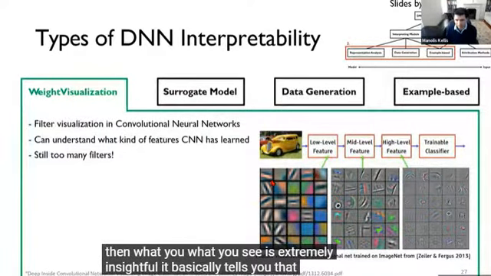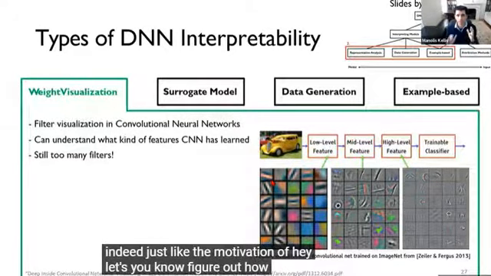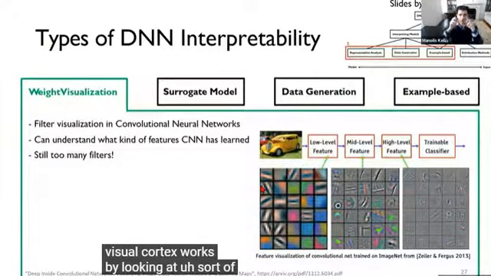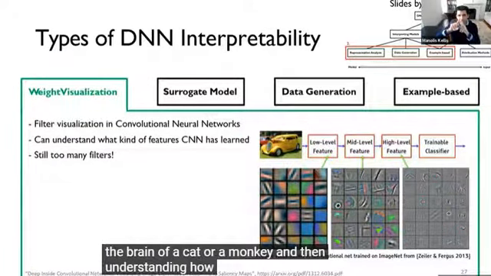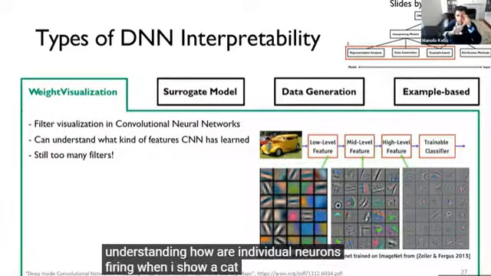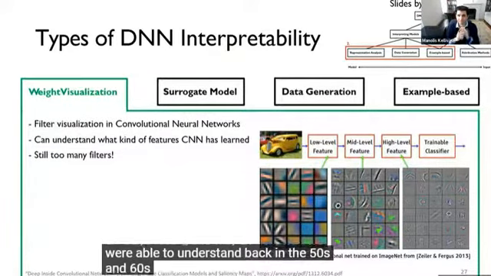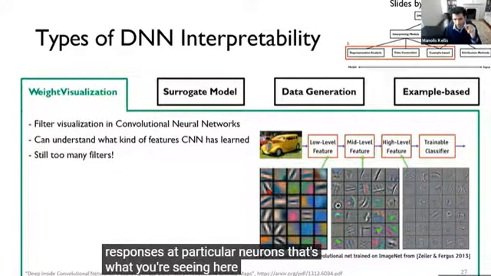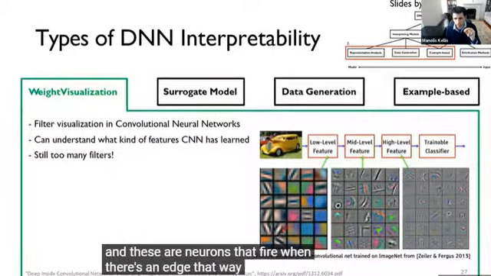It basically tells you that indeed, just like the motivation of, hey, let's figure out how the animal visual cortex works by looking inside the brain of a cat or a monkey, and then understanding how individual neurons are firing when I show a cat an edge facing this way or that way. We were able to understand back in the 50s and 60s that in fact particular orientations lead to responses at particular neurons. That's what you're seeing here. These are neurons that fire when there's an edge this way, and these are neurons that fire when there's an edge that way, and so on and so forth.